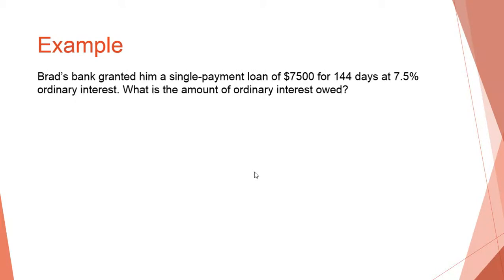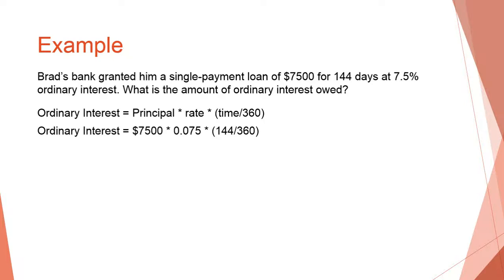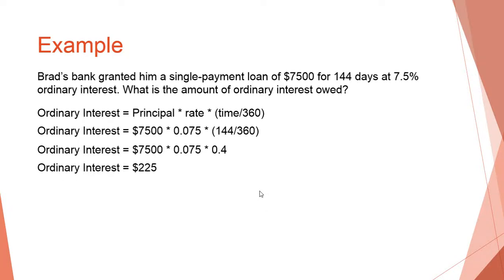Alright, here's another example. Brad's bank granted him a single payment loan of $7,500 for 144 days at 7.5% ordinary interest. What is the amount of ordinary interest owed? Same thing, ordinary interest is equal to principal times rate times time divided by 360, giving us 7,500 times 0.075 times 144 divided by 360. Order of operations, we get ordinary interest to be $225.